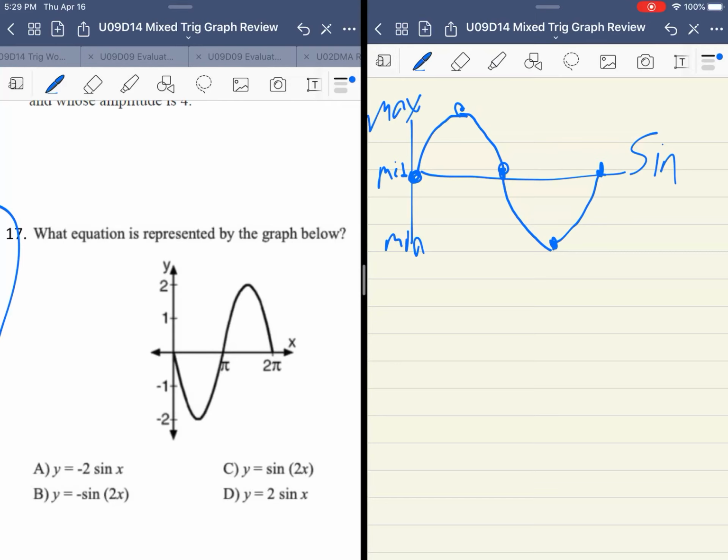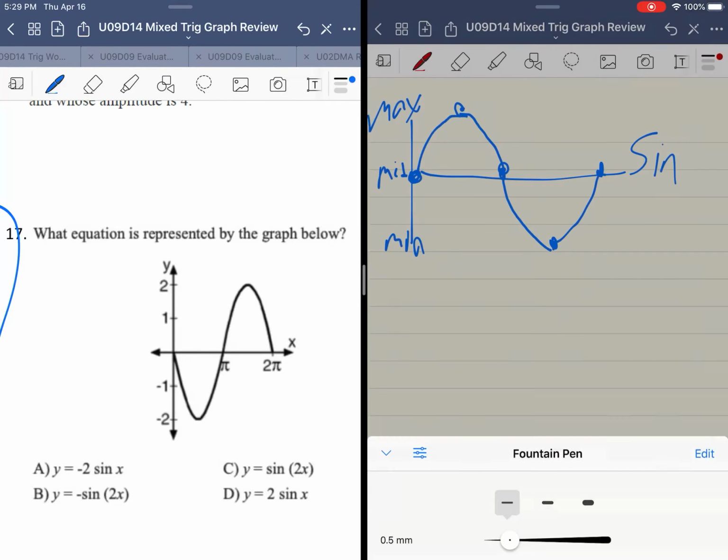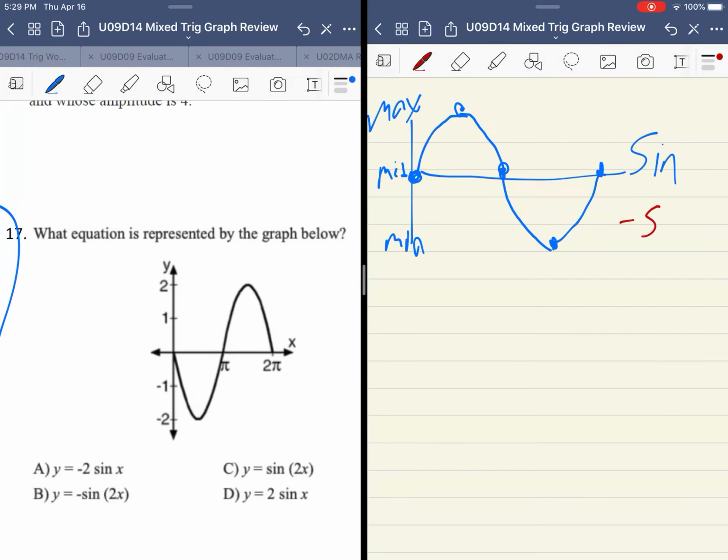Now, if you were to make the a value negative, then the graph would begin at the midline and go down to the minimum, go up to the midline, back to the maximum, and back to the midline. So it would reflect over the x-axis.